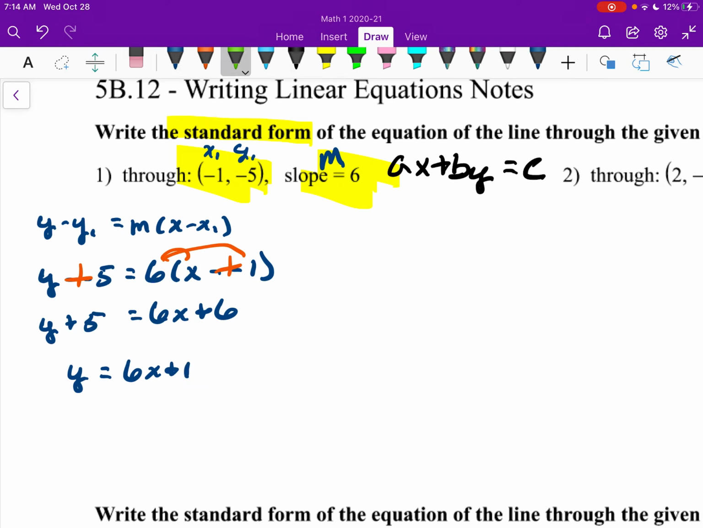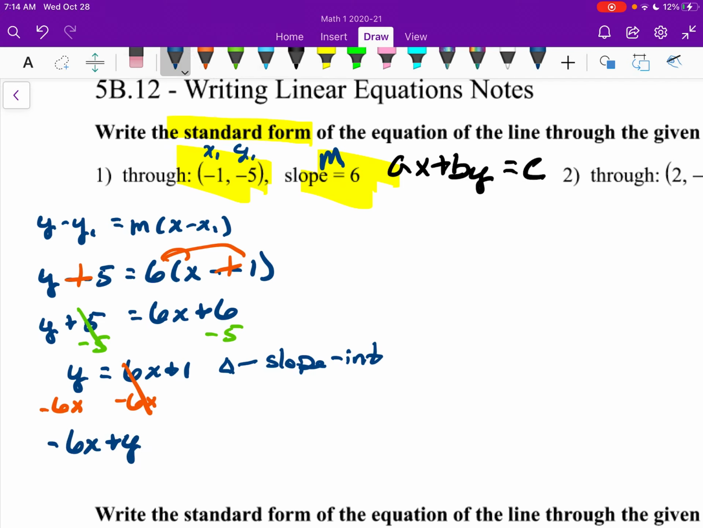Let me write down what I did there. I subtracted 5 from both sides. Those canceled. And there is my, oh, that's slope-intercept form. But we need standard form, so I'm going to subtract my 6x from both sides: negative 6x, negative 6x. These cancel, and I've got negative 6x plus y equals 1. And there's our general form.